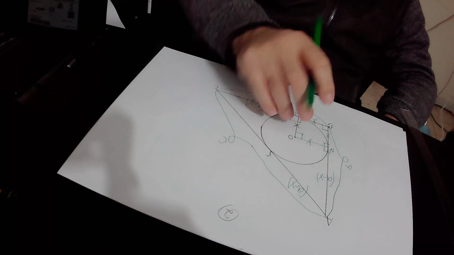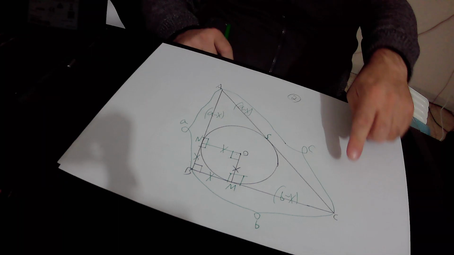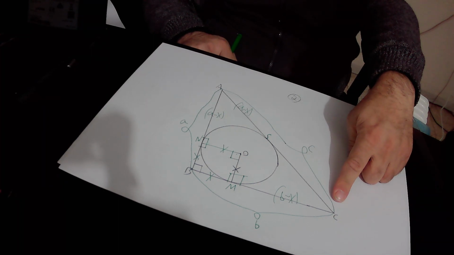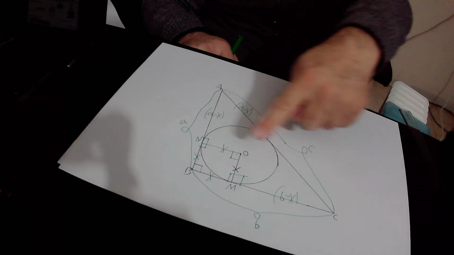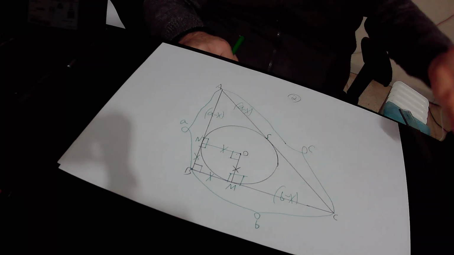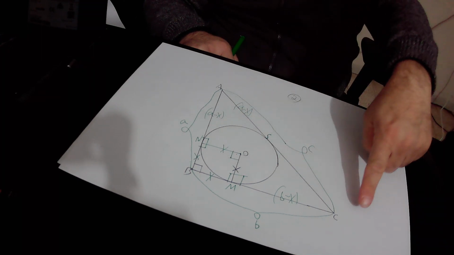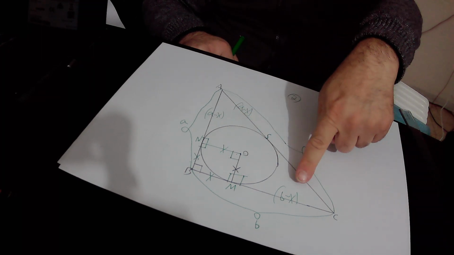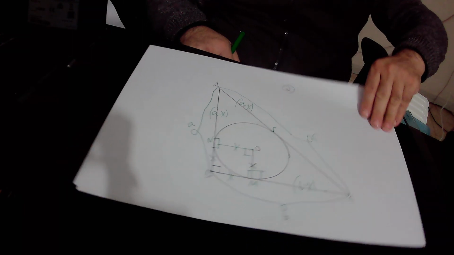Likewise, according to the same rule, rule number 2, if we focus on the common external point C, from C we have two tangents to the circle, tangent CM and tangent CS. And according to rule number 2, they must be equal to each other. That is to say, CM equals CS, but CM is b minus x, therefore CS must be also equal to b minus x.